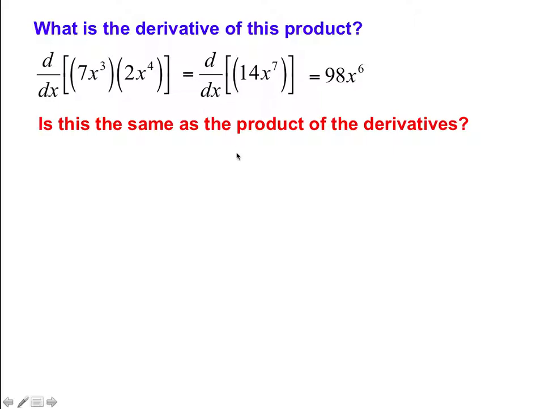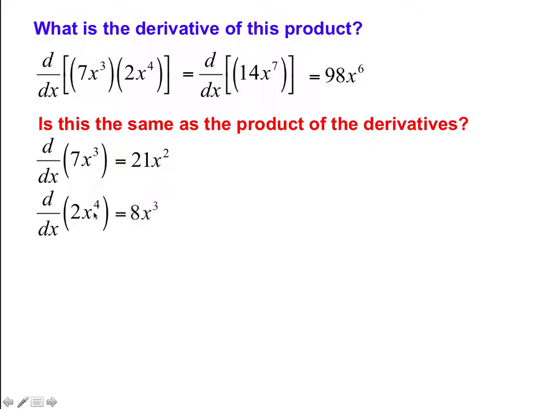So I'm swapping the process. This was multiply, then derivative. Now I'm going to do derivative, then multiply. So let's take a look at the derivative of this term. Bring down the 3, multiply it by the 7, 21x squared. And let's take a look at the derivative of this. 2x to the 4th, bring down the 4. 4 times 2 is 8. It should be 8x cubed. So here are my derivatives of each one of these.